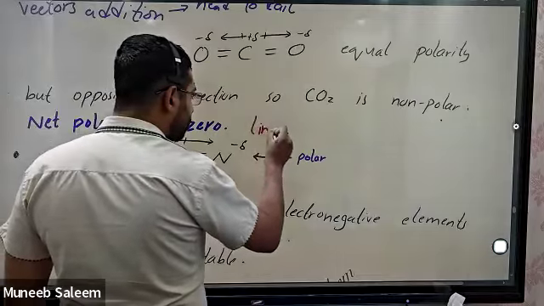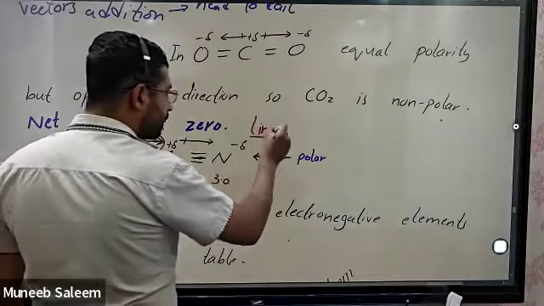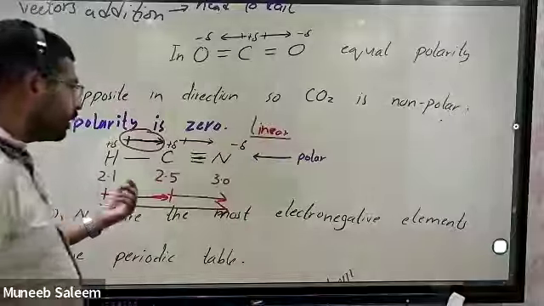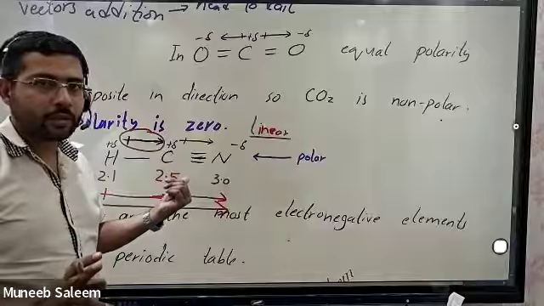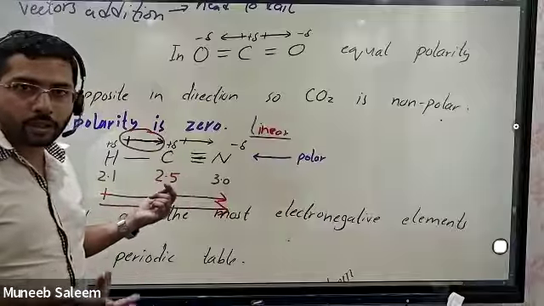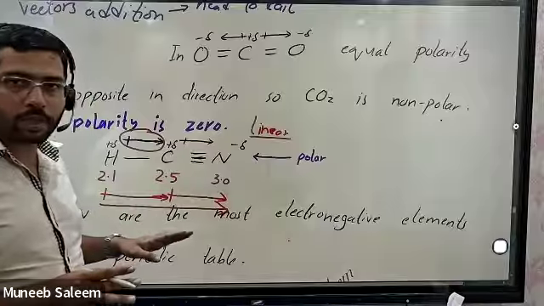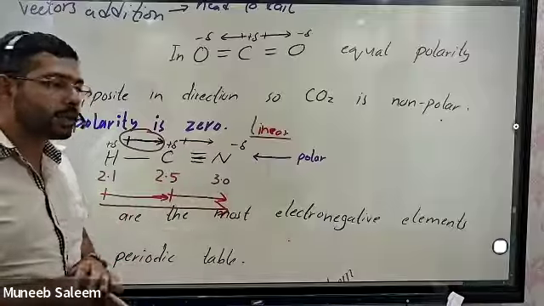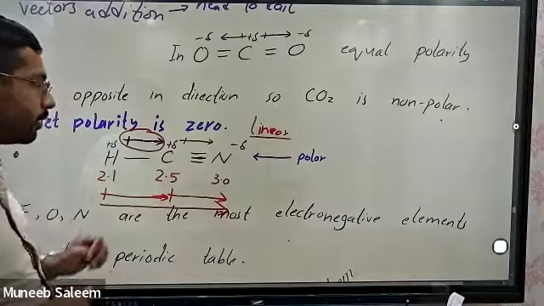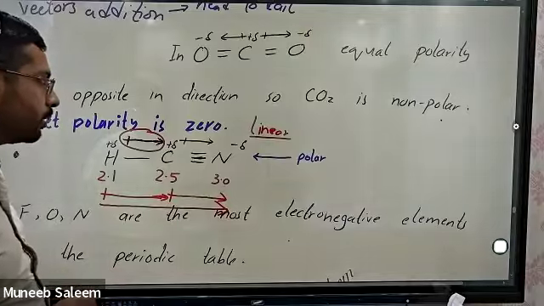HCN is a linear molecule, but the thing is that its dipoles are not cancelled because of the opposite direction. There is no opposite direction in this case. There is a complete one direction. That's why it does not cancel out, and it's a polar molecule.